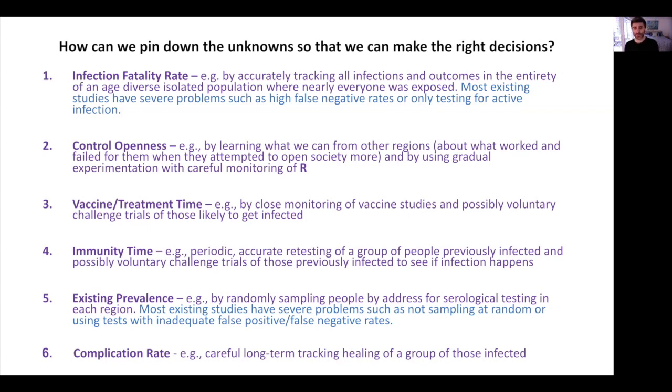Then for control openness, we can't do carefully controlled studies on this, but we can learn from other regions. We can look at what different states are doing, we can look at what different countries are doing, and we can learn about what worked for them and what failed for them. And we can also do our own experiments where we gradually adjust something and see if the R changes significantly, and we kind of keep relaxing things in these kind of careful experiments of our own.